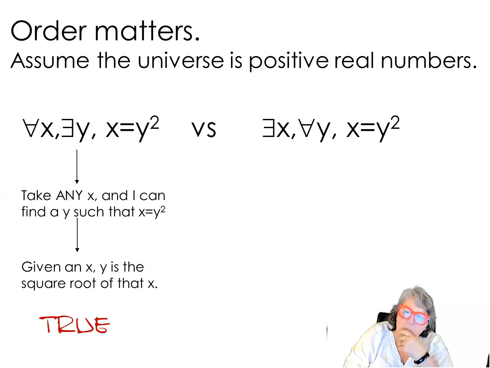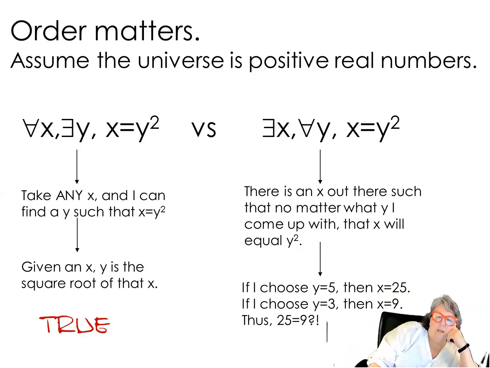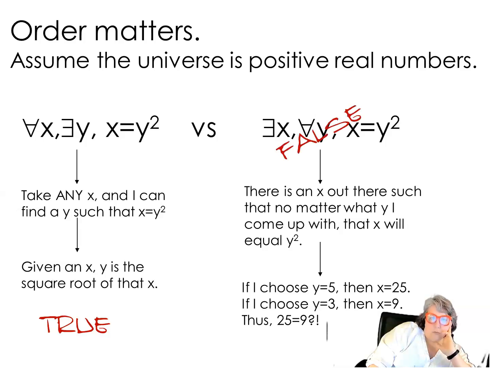Now look at the other side. Here it says, there is an X out there such that no matter what Y I come up with, that X will be equal to Y squared. If I choose Y equals 5, then X equals 25, because I can choose any Y I want because it says for all. So if I have Y equals 5, then X equals 25. If I have Y equals 3, then X equals 9, because X equals Y squared. So therefore, 25 equals 9. Yeah, no, that's not true. So this statement is false. Order matters.